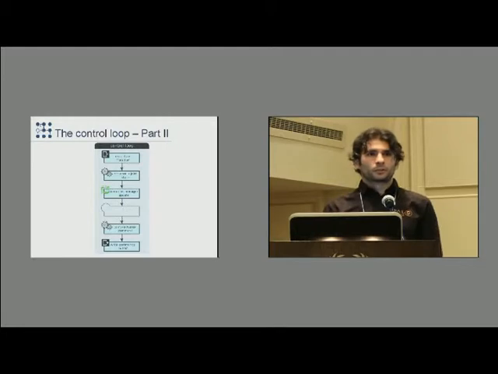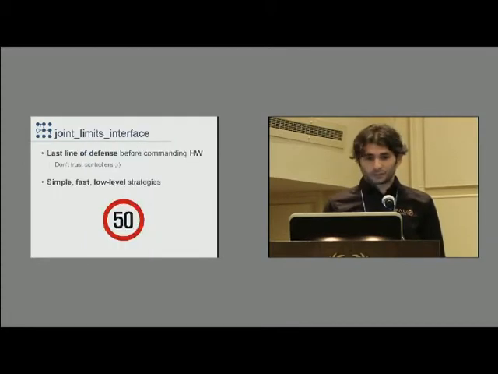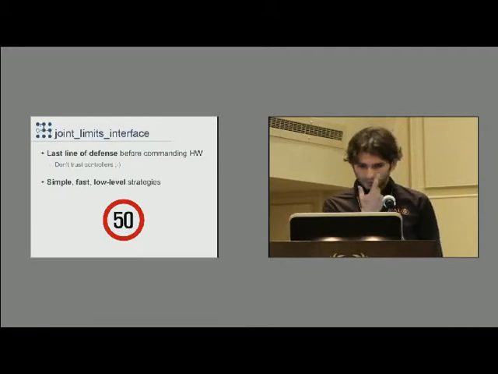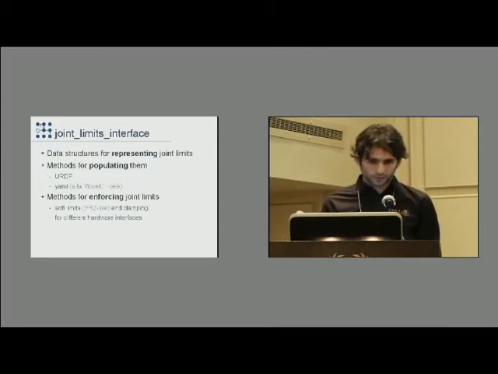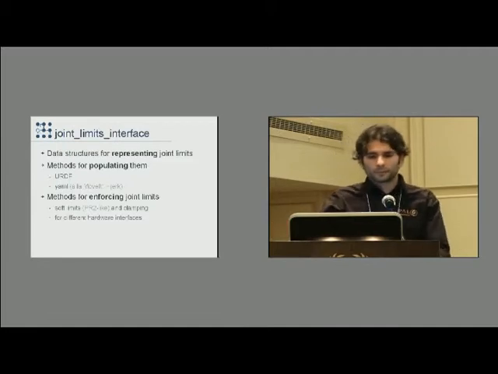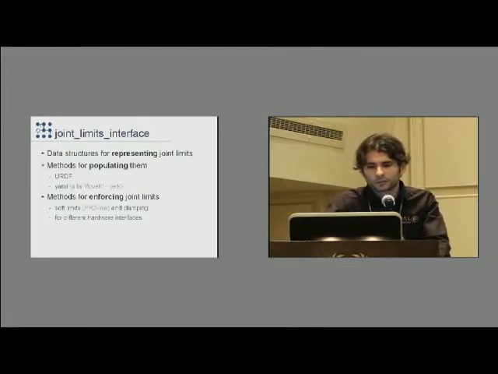Then it should be relevant to talk about safety issues. You might be interested in enforcing joint limits before you send your commands to hardware. So there's, as you can guess, a package called joint limits interface. This is the last line of defense before sending commands to hardware, and the motto here is don't trust controllers. What we implement here are simple, fast, and low-level strategies. Inside this package you can find data structures for representing joint limits, convenience methods for populating these data structures, such as from the URDF or from YAML, and methods for enforcing joint limits. There are soft limit strategies, such as the ones you can already find in the PR2, and basic clampings, and they work for different hardware interfaces.